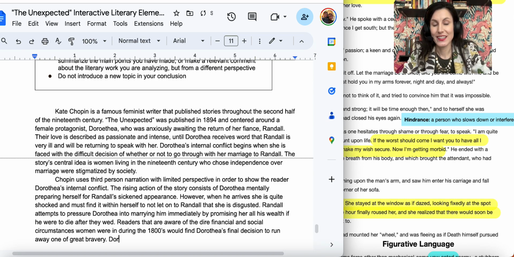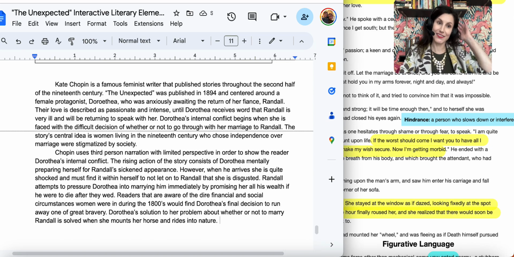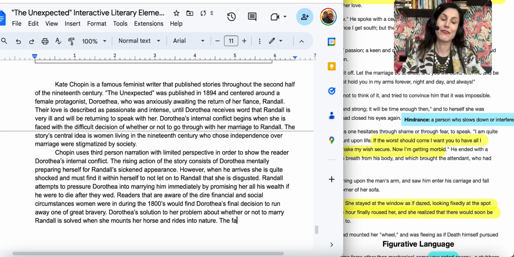So Dorothea's solution to her problem about whether or not to marry Randall is solved when she mounts her horse and rides into nature, something like that. So that's how she solved her conflict. Then we can say something about her stigmatization, right? So we'll do this as our closing, right?